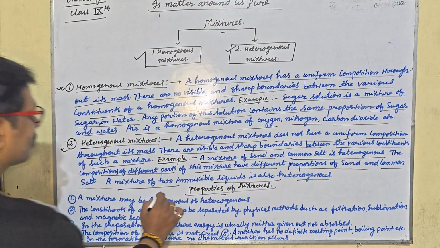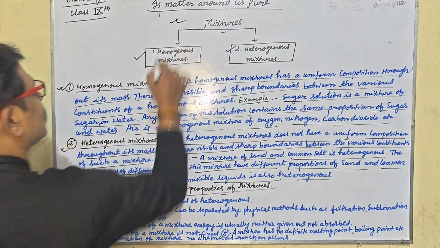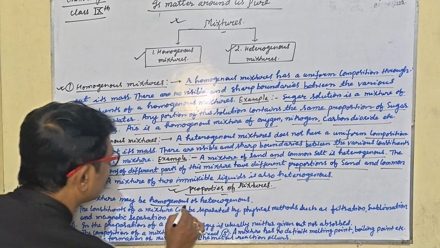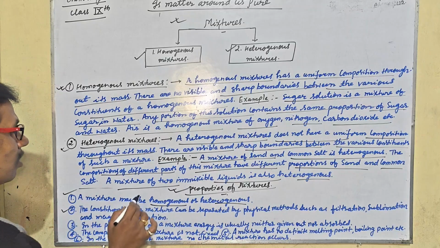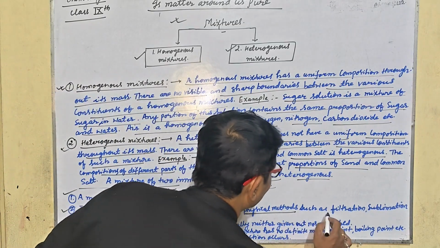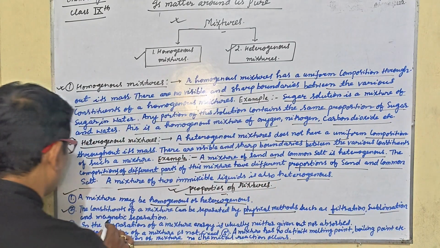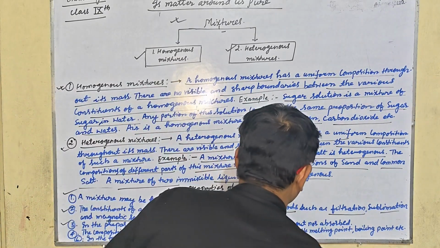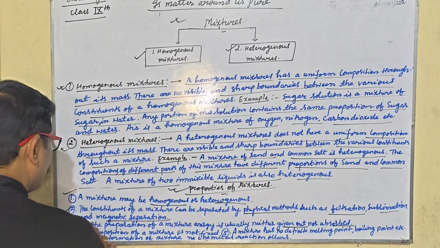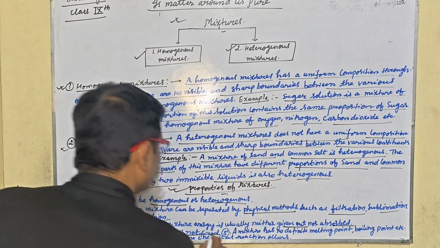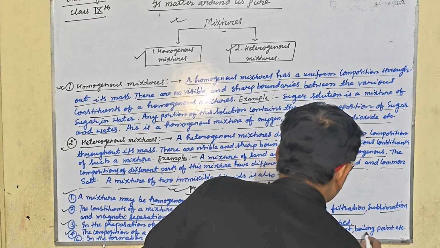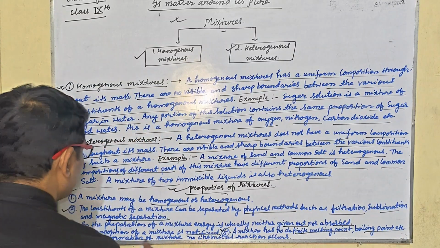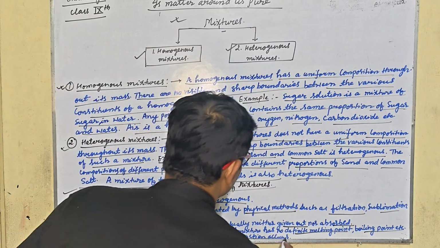Now, what are the properties of a mixture? A mixture may be homogeneous or heterogeneous. The constituents of a mixture can be separated by physical methods such as filtration, sublimation, and magnetic separation. In the preparation of a mixture, energy is usually neither given out nor absorbed. The composition of a mixture is not fixed. A mixture has no definite melting point, boiling point, etc. And sixth, in the formation of a mixture, no chemical reaction occurs.